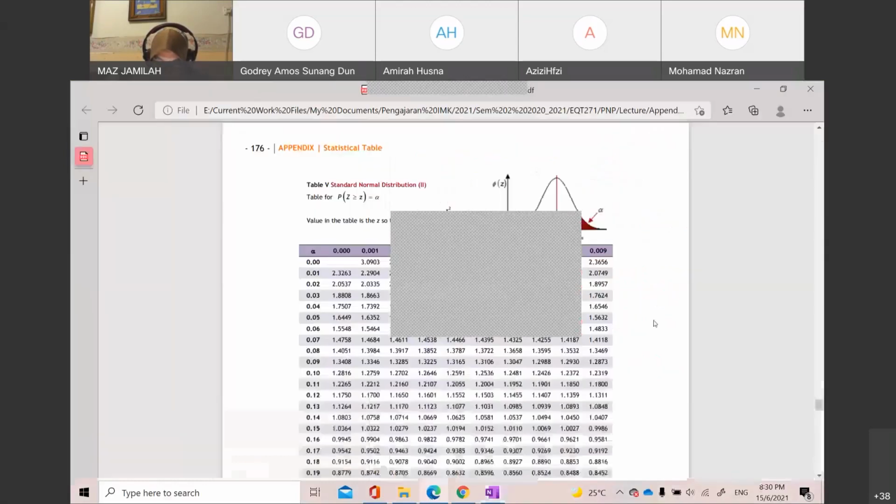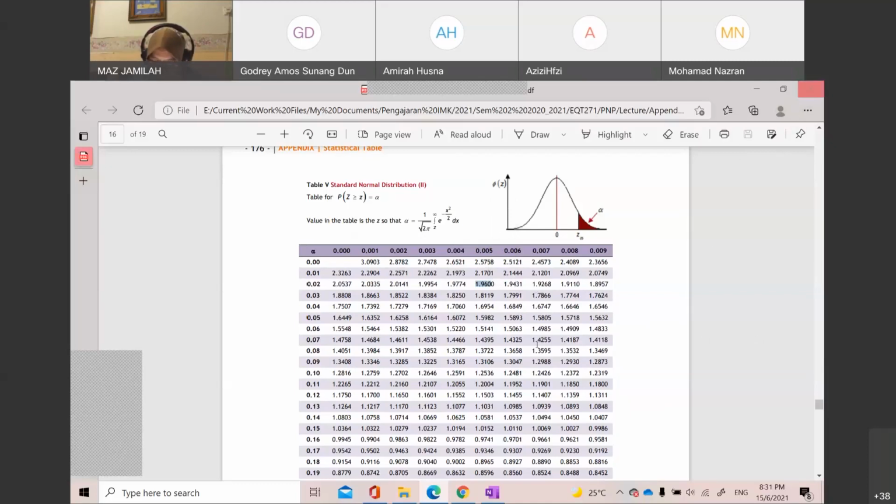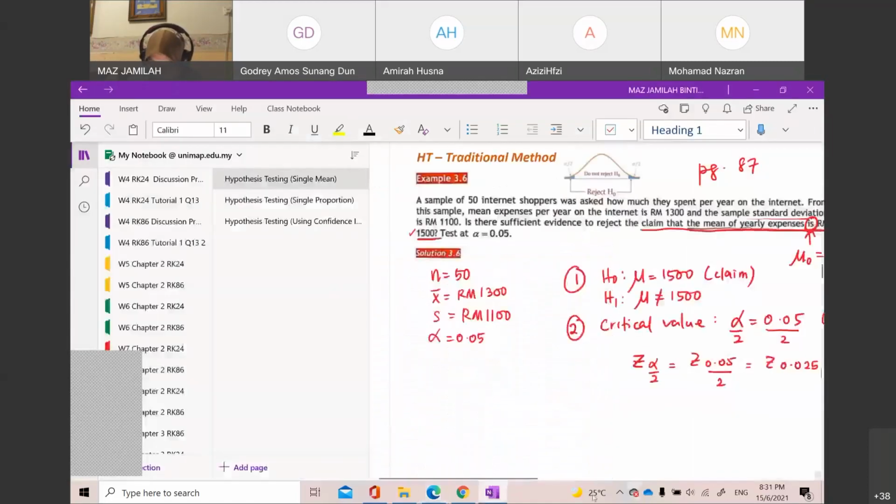Okay, so for alpha 0.025, you will get this value. Okay, that would be this one: 1.96.